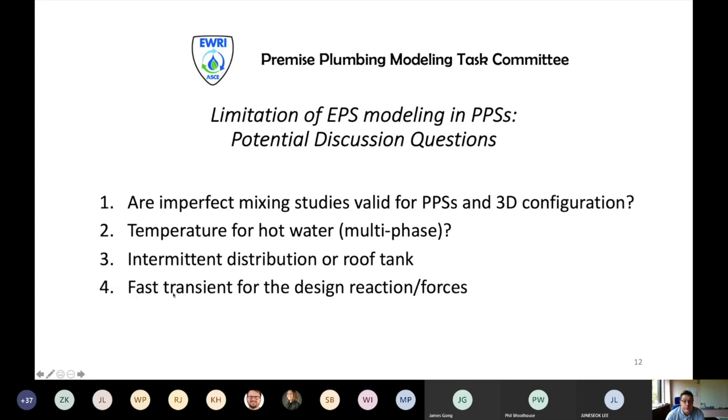What about using fast transients for the design and regulation? Yes, this is not a question, as some speakers today feel that using fast transients to assess the design is needed, so we need to have that. But what about the tools that are available? Are they suitable or not?